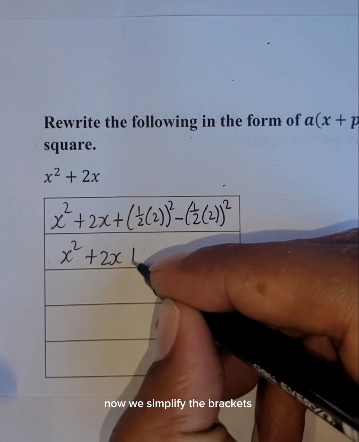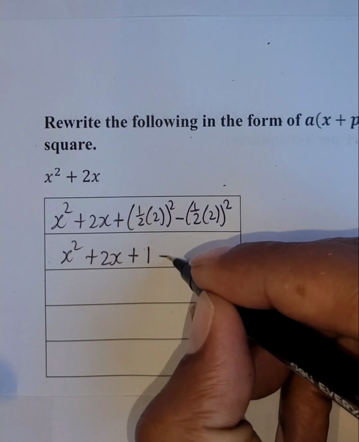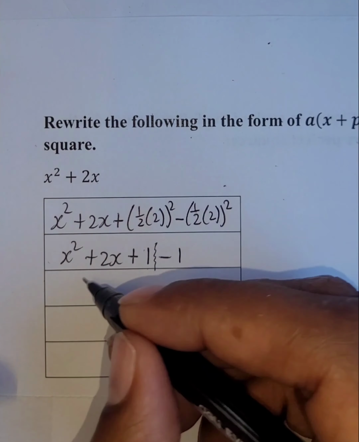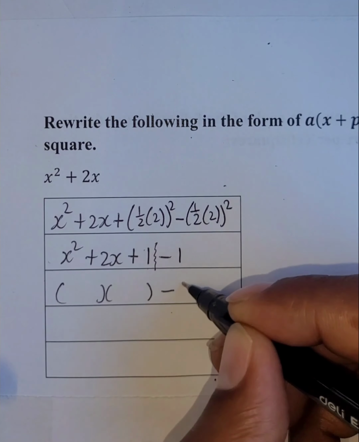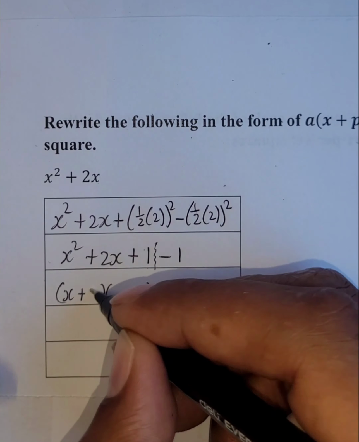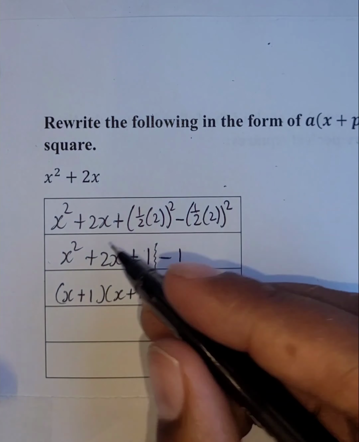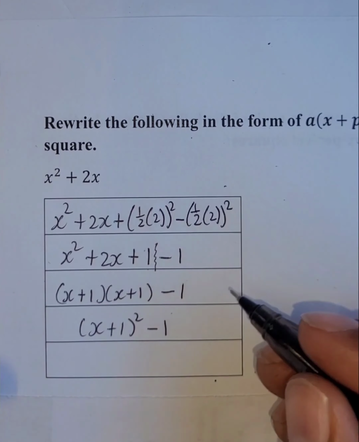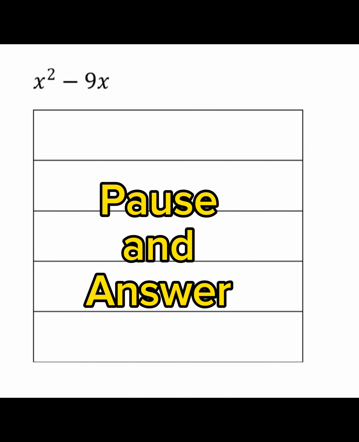Now we simplify the brackets. We isolate the trinomial and factorize it into 2 brackets. The repeated bracket we write down once and put it to the power of 2. Pause and answer.